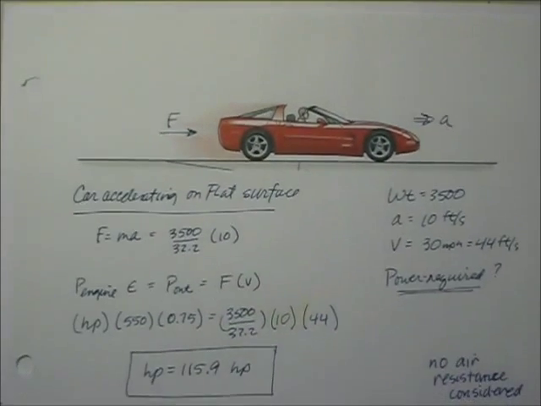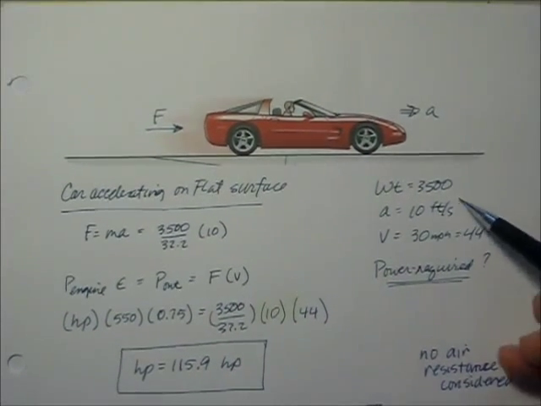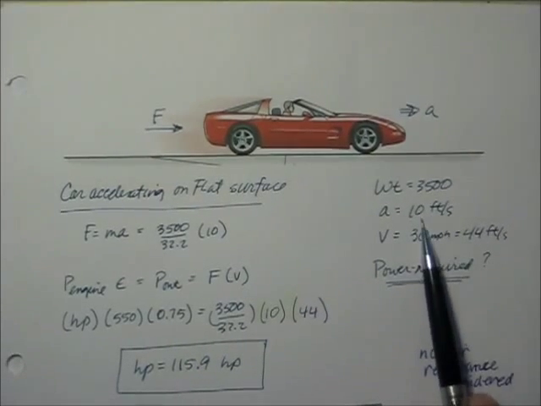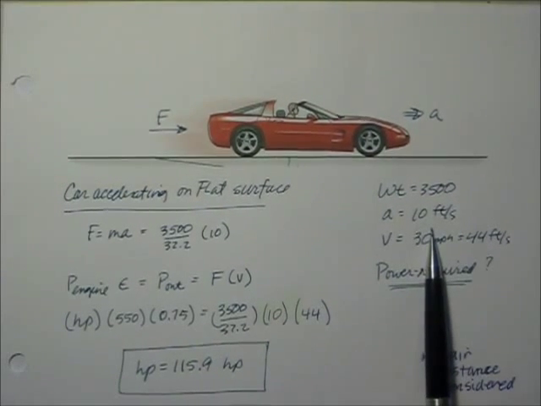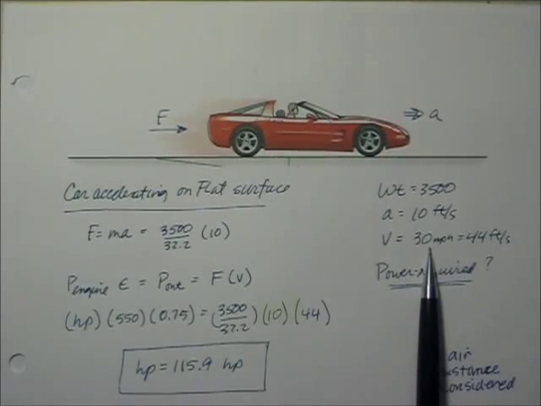All right, how about accelerating? Here's a car that's accelerating on a flat surface. Same car, 3,500 pounds. However, we're going to accelerate at 10 feet per second squared, and we want to find out what power is required at 30 miles per hour or 44 feet per second.